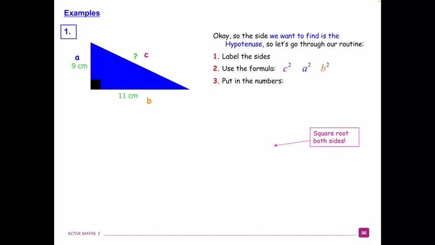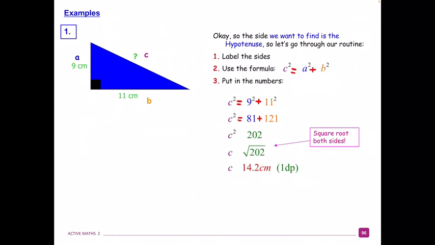So in this question, we want to find the hypotenuse. The first thing we do is label our sides. c is the unknown, a and b are the other sides. Then we use our formula, c squared is equal to a squared plus b squared. Let's put in the numbers to the formula. This gives us c squared is equal to 9 squared plus 11 squared.